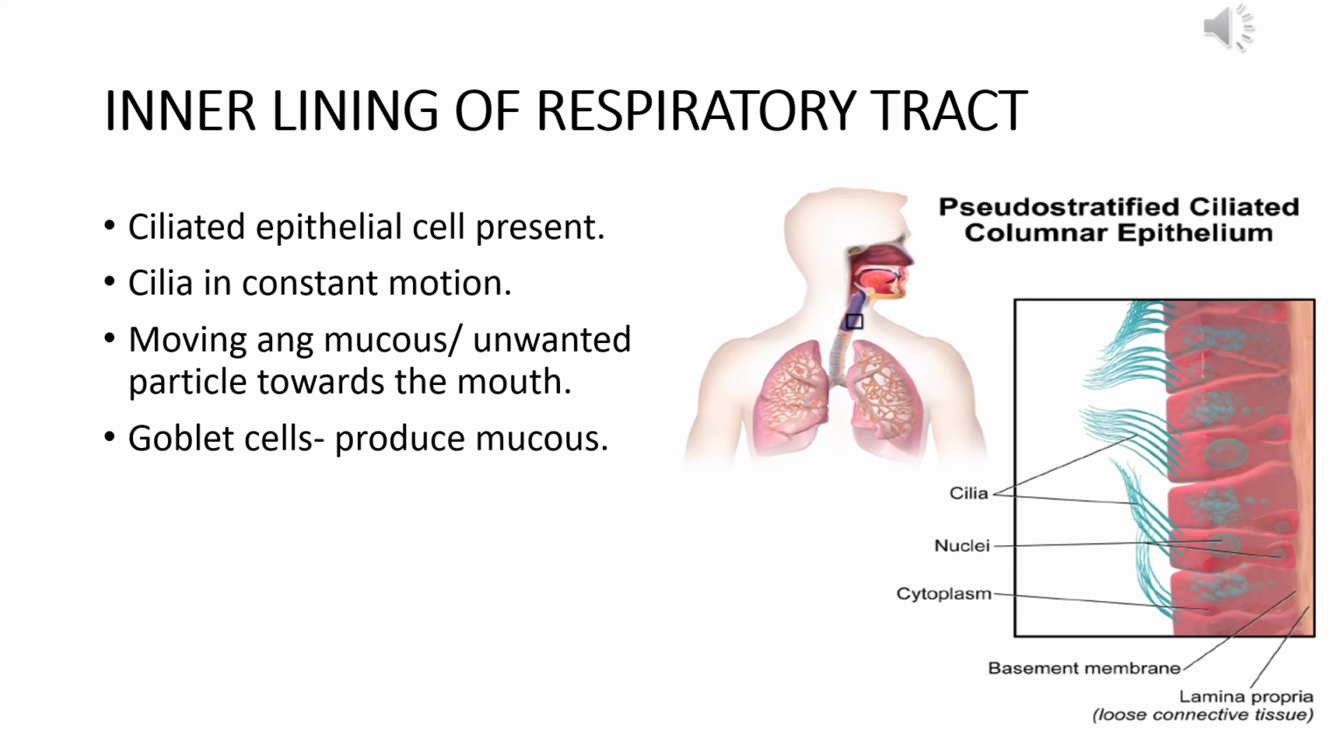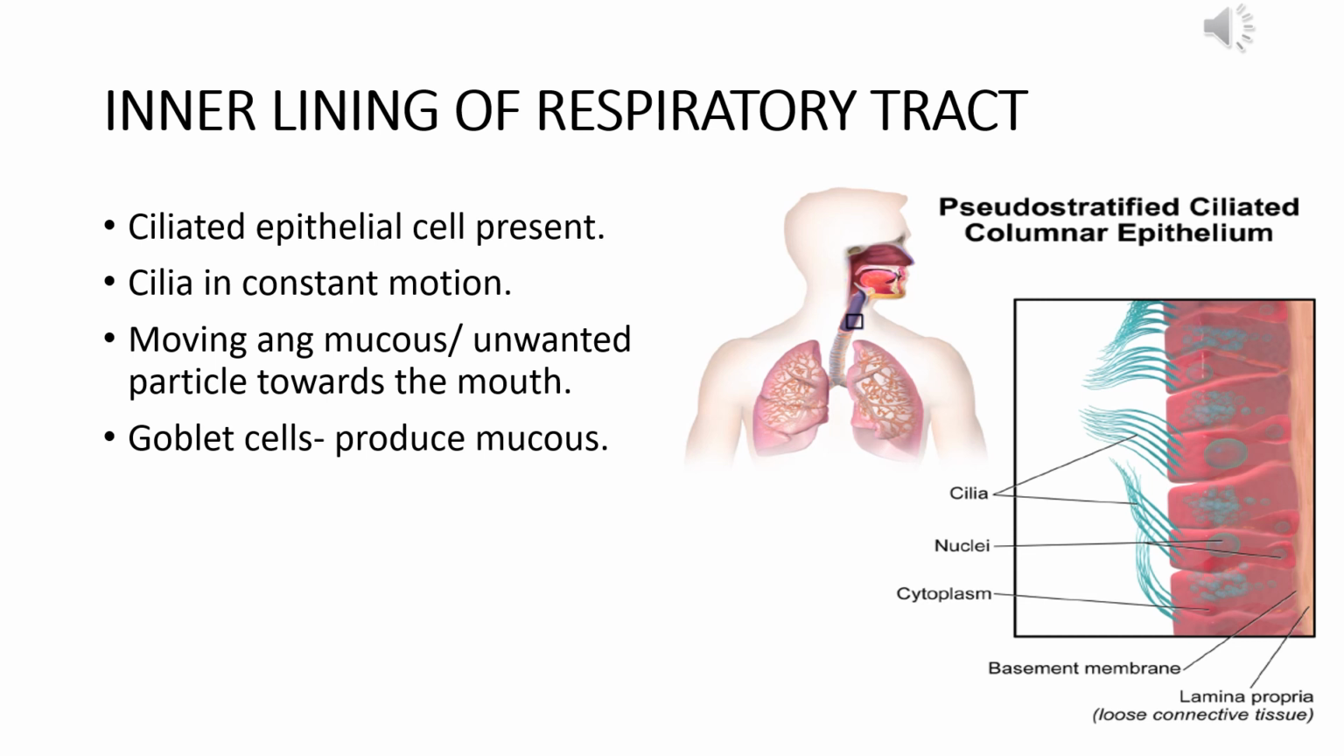Now let us look at the inner lining of the respiratory tract. The inner lining starts from the nose and goes up to the inner lining of the trachea and the bronchioles and the tertiary, primary and secondary bronchi, etc. The respiratory tract starts from the nasal chamber and continues up to the alveoli. Throughout this passage, in the inner lining, a particular type of cell is present which is called the ciliated epithelial cell.